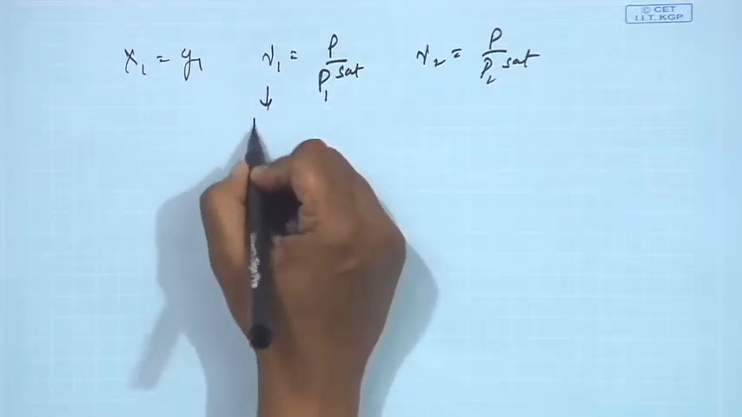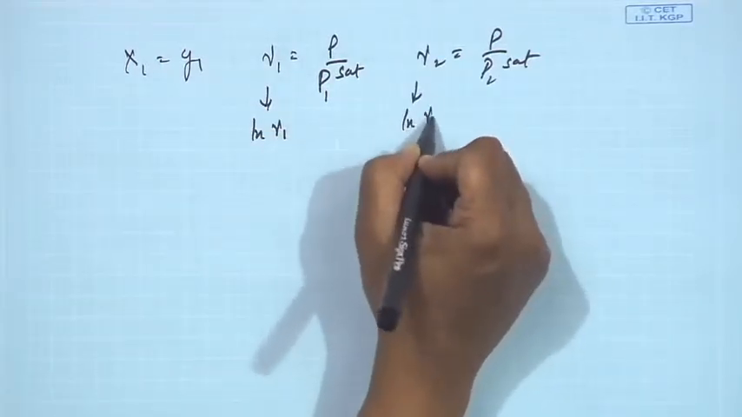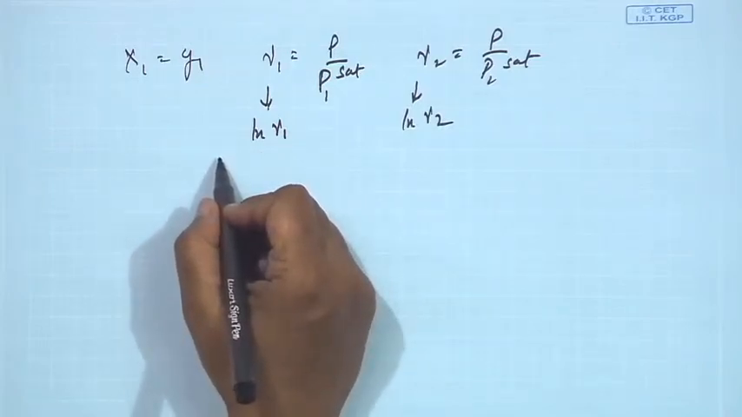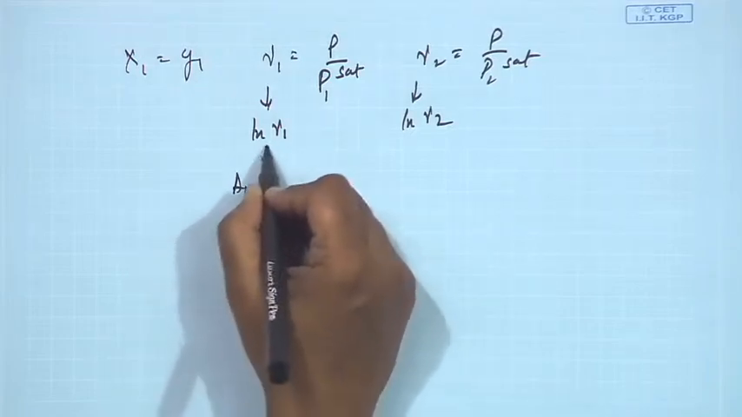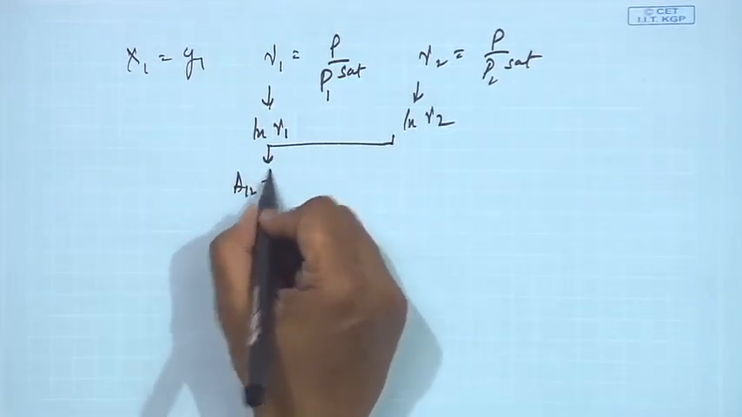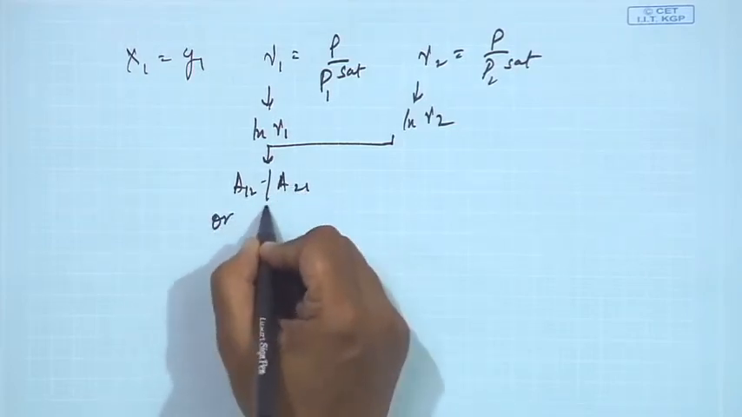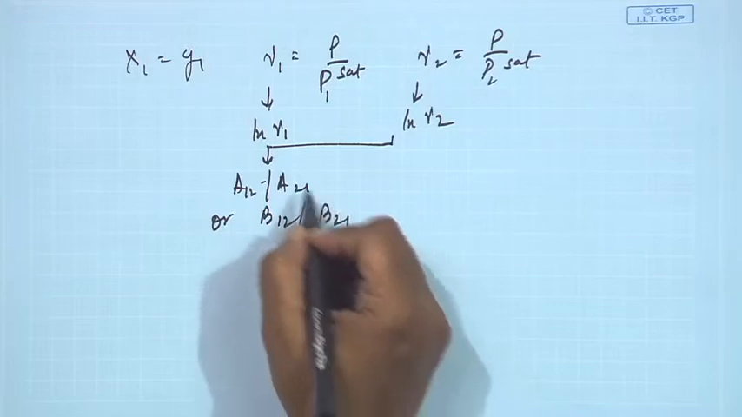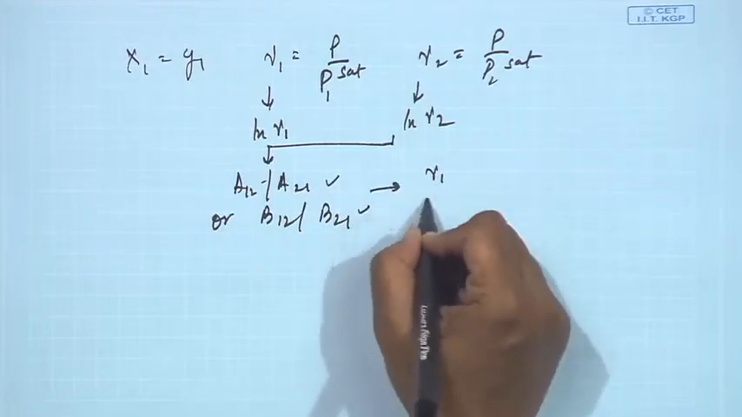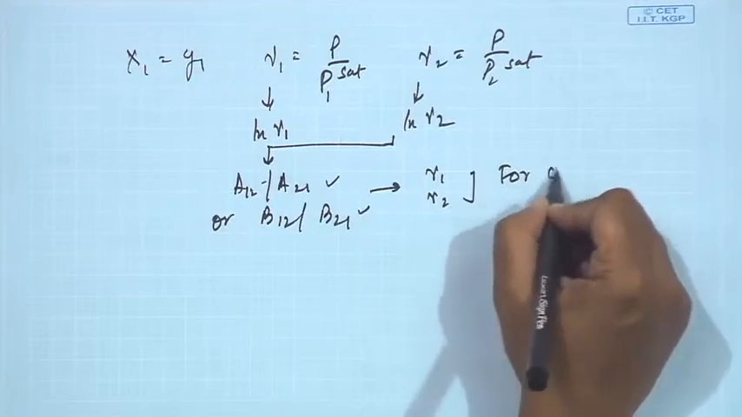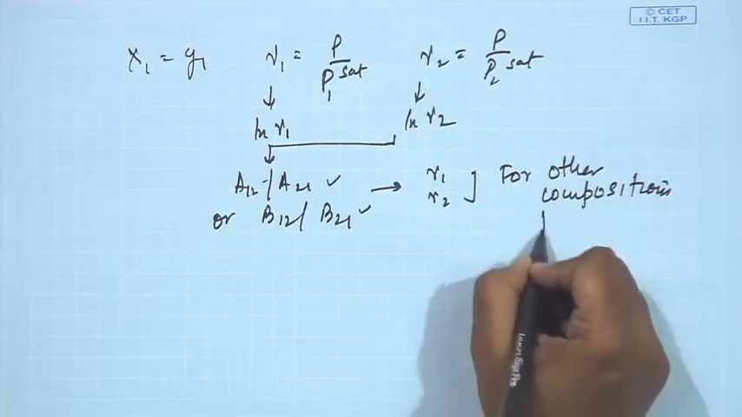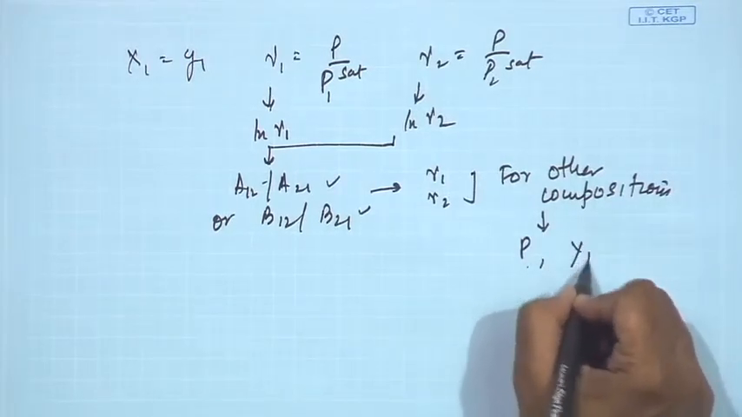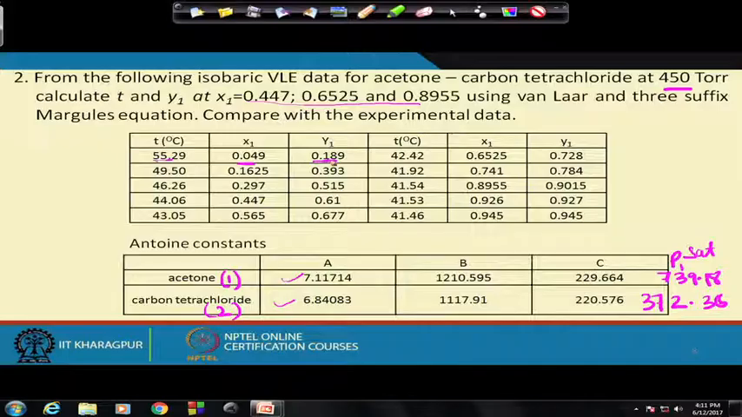Once we have found these out, we can find ln gamma 1 and ln gamma 2, and then we can select any of the excess Gibbs free energy models. It can be Van Laar or the Modulus. From here we find out the constants, A12, A21 or B12, B21 as the case may be. Once we know this, we can find gamma 1 and gamma 2 for other compositions, and once we know that, we are in a position to find P and y1. Let us take up a specific problem in order to discuss this.